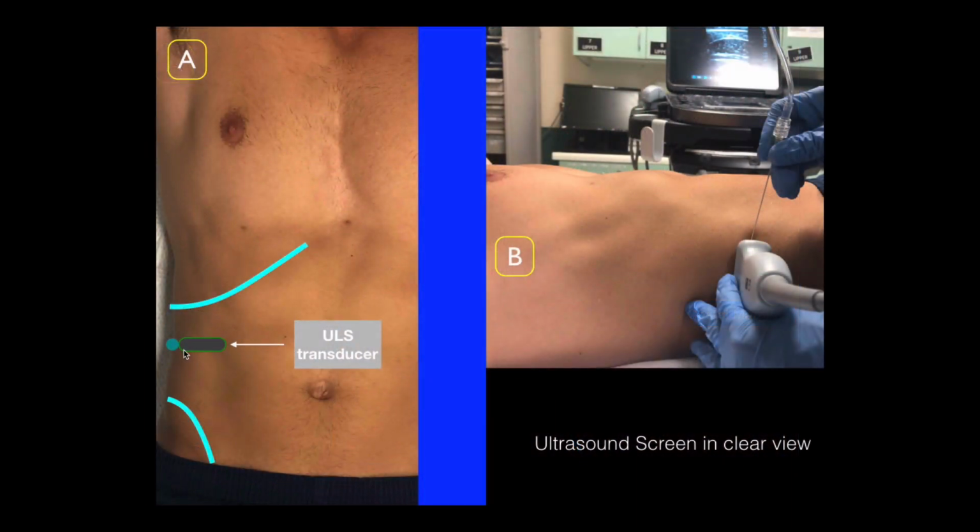And again, the probe marker is in this direction, and you can see the ultrasound system is contralateral, and this is going to be an in-plane needle approach to get anesthetic above the transverse abdominis plane, or above the transverse abdominis muscle in the transverse abdominis plane.